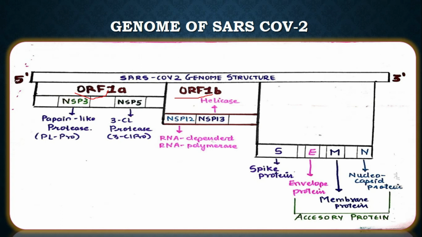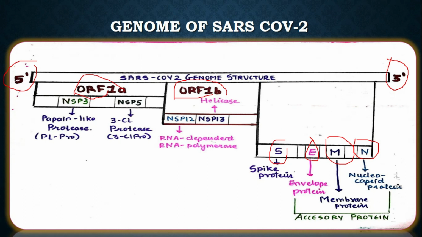including two polyproteins, that is ORF1A and ORF1B, which are present at the 5' end of this genomic structure, and it also encodes four structural proteins, that is spike protein, envelope protein, membrane protein and nucleocapsid protein, which are present at the 3' end of the RNA genome of coronavirus.